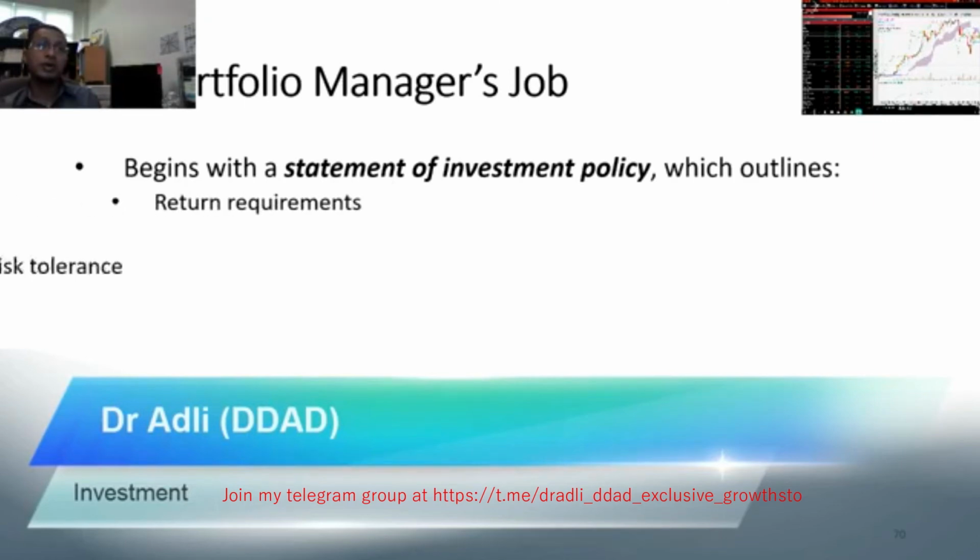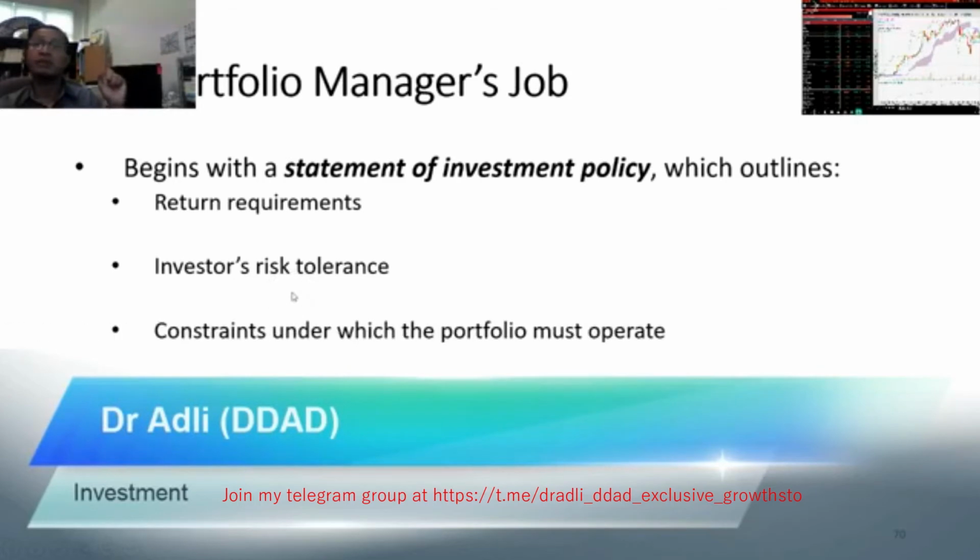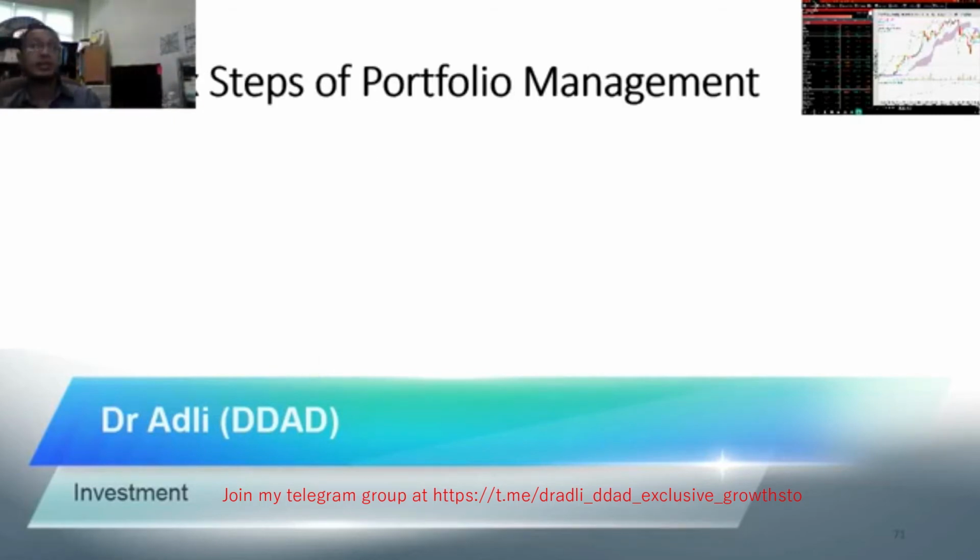So the portfolio manager's job actually begins with a statement of investment policy, which outlines the return requirement, the investor's risk tolerance, and the constraints under which the portfolio must operate. All right. So this is the constraint. You have to set the objective of your investment policy, right?